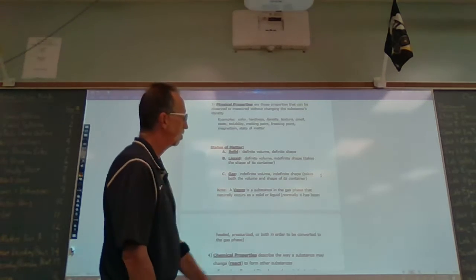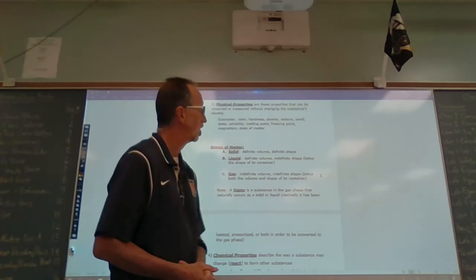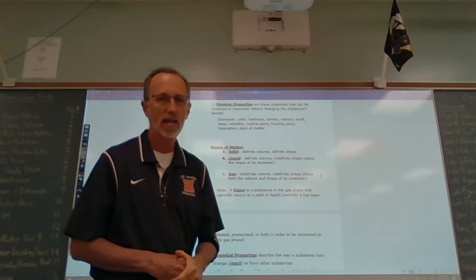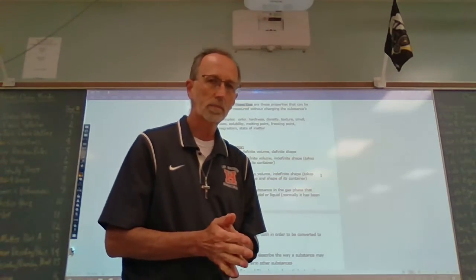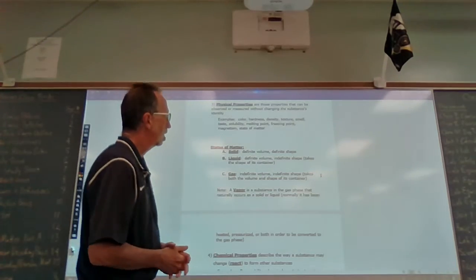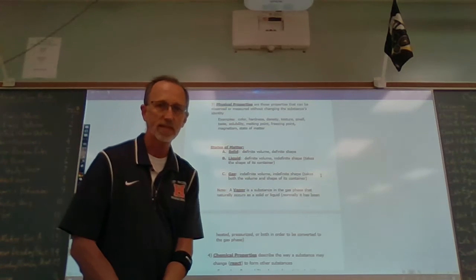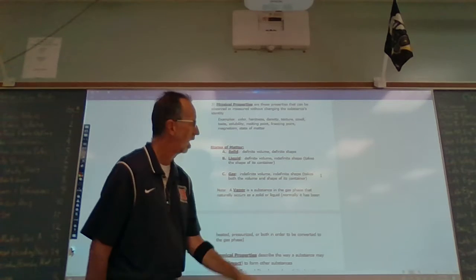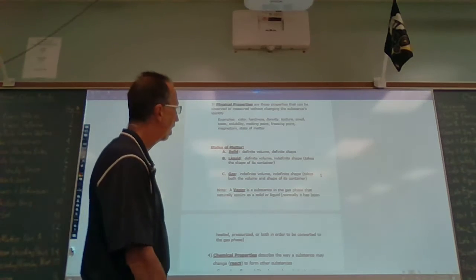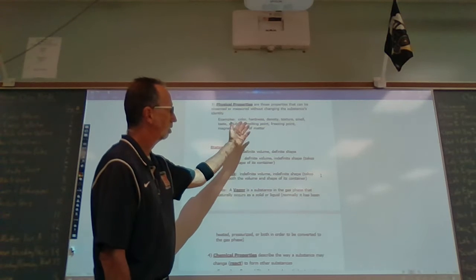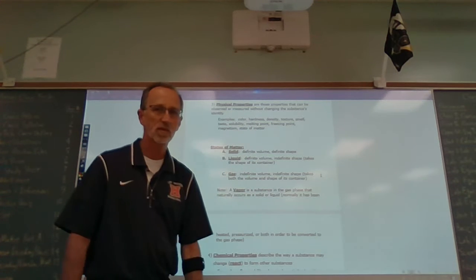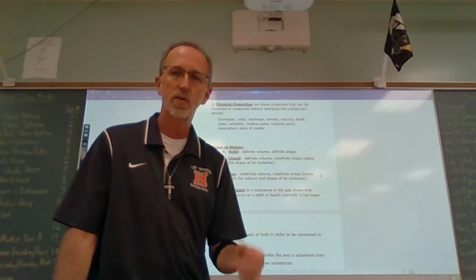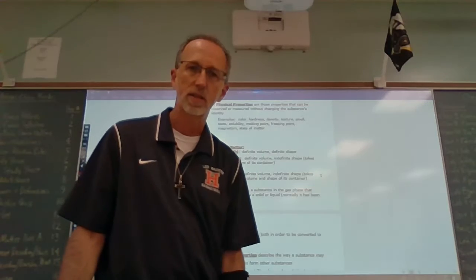Then we have physical and chemical properties. Physical properties are those that can be observed or measured without changing the substance's identity. We talked about identity change in our labs earlier: physical versus chemical change. So I got a whole list here. Color, hardness, density, texture, smell, taste, and so on. Solubility, which is, does it dissolve in water or not? State of matter, melting point, freezing point. These are all physical properties. These are all readily observable or measurable, and we're not going to do anything chemically to the substance in taking those types of measurements.